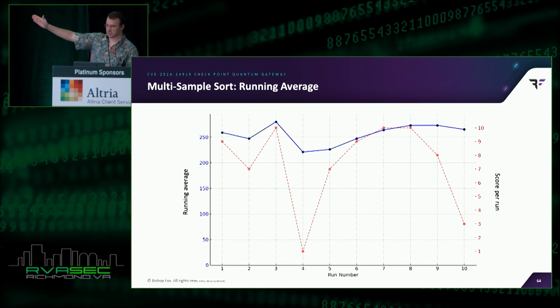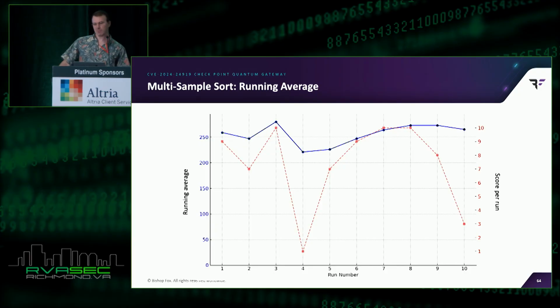There are 2 axes on this graph. One of them, the red line, is the score that our fixed function that we're looking for gets each time, in every individual run. You can see most of the time it gets like a 7 out of 10 or greater, or 8 or 9 or 10. So it tends to be ranked pretty high, but there are a couple outliers where it gets like a 1 and a 3.